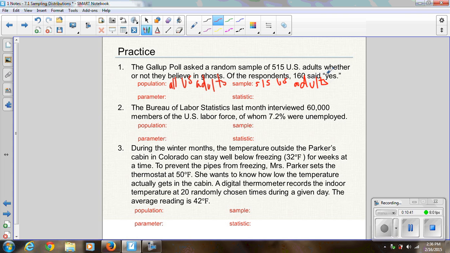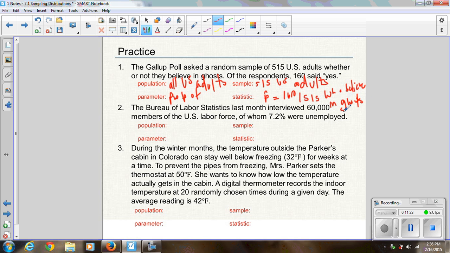So again, I apologize that my handwriting is horrible. The parameter of interest would be the true proportion of people that believe in ghosts. I might just have to say it out loud and then you can copy. But the proportion of U.S. adults that believe in ghosts is going to be my parameter, and then the statistic is going to be, and I'm going to call this p-hat since it is a proportion, the 160 out of 515 who do believe in ghosts. I don't even know if I should bother continuing to write because it's just not looking very good.